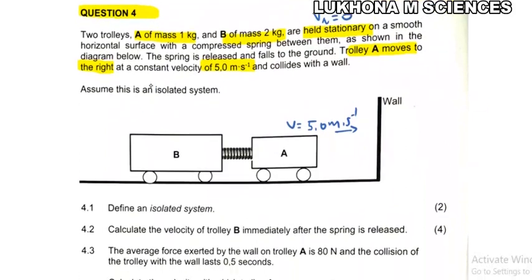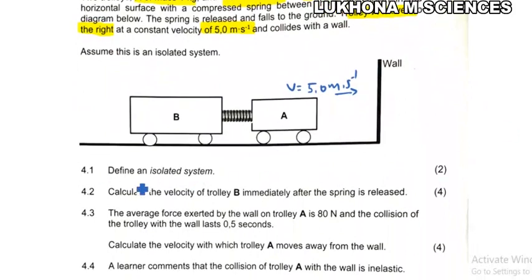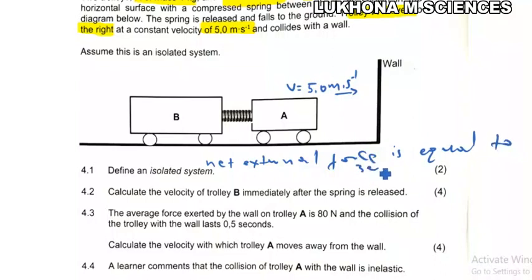Assume this is an isolated system. The first question says define an isolated system. So the system is isolated when the net external force is equal to 0. The net external force is equal to 0, then the system is isolated.